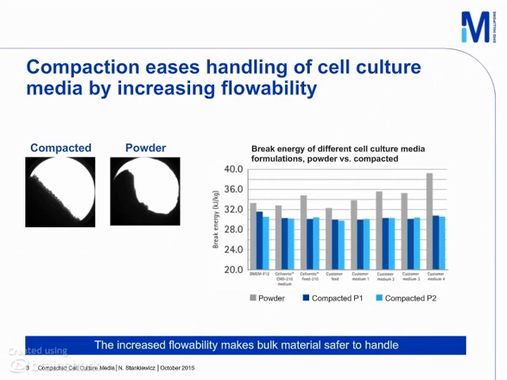The picture of the revolution flow analysis shows Solvento CHO 210 dry powder and compacted medium. The observed difference corresponds to a decrease in break energy of 3 kilojoules per kilogram.